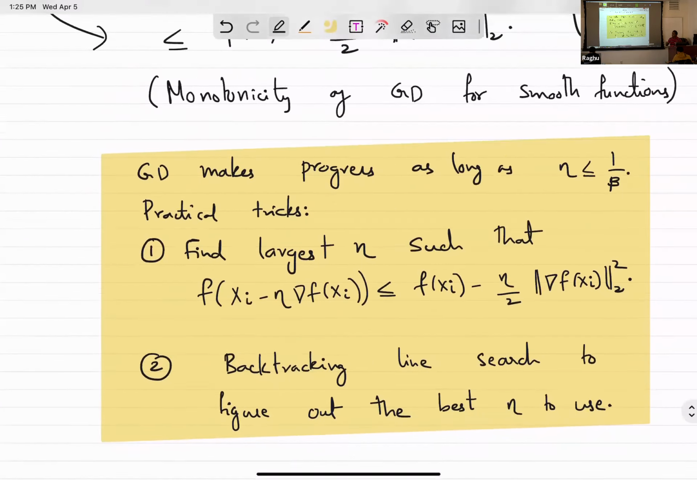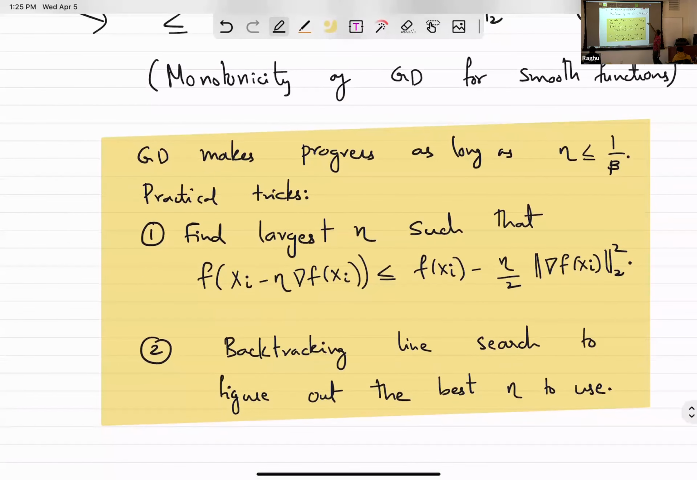The good thing is that all of this, trying to find the best eta using backtracking, line search, and so on, you still only need the first derivative. Here's that advantage. You're only working with d-dimensional things instead of d-squared dimensional things.